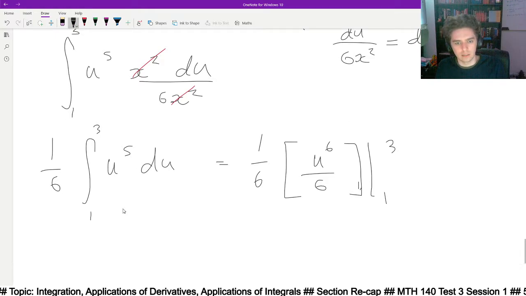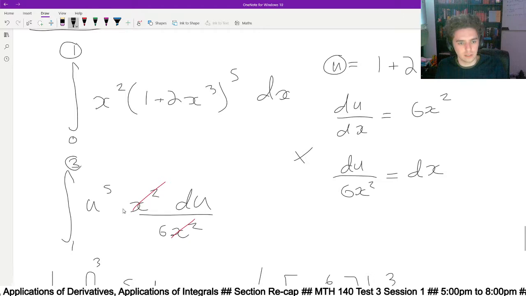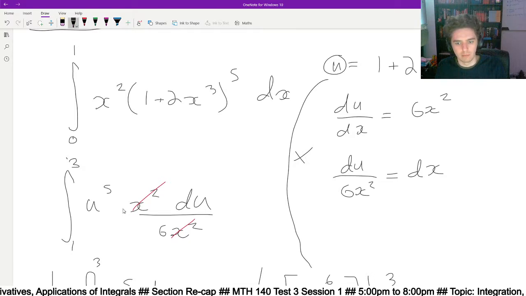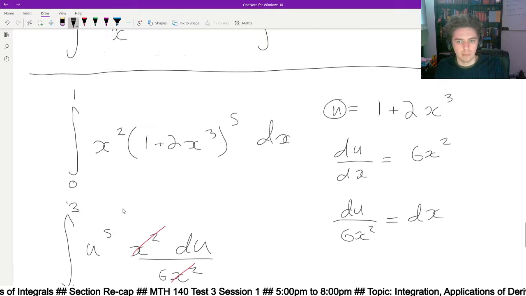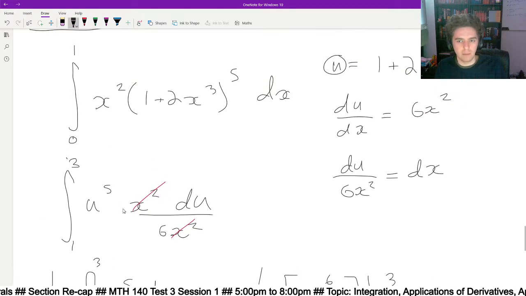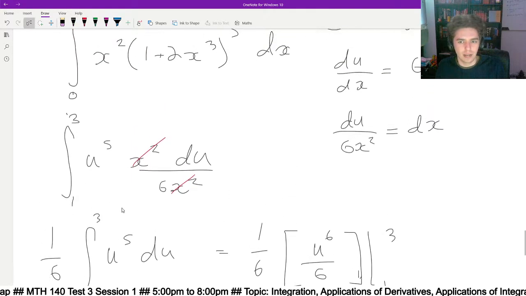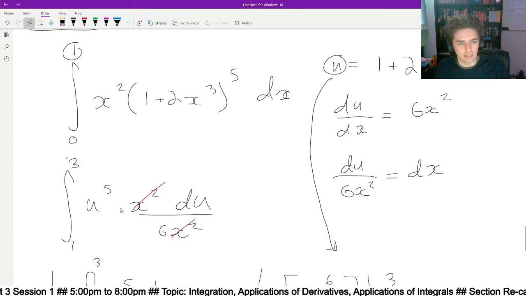Just use these numbers. If, for example, you forgot and you didn't change the limits of integration as you were going, the only difference is that you would then have to put u in and then just evaluate the x values. It's the exact same thing. So honestly, I would do it like this just because this is how we've been taught. But I think it makes more sense to just put the u in and then evaluate at these.